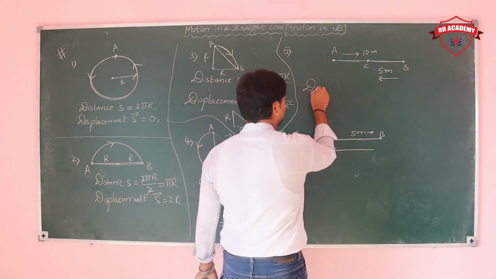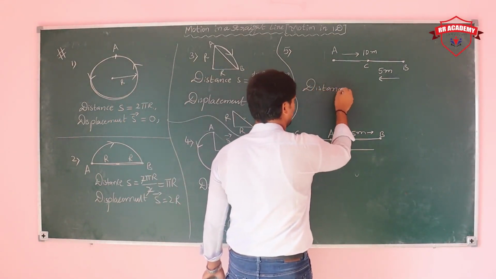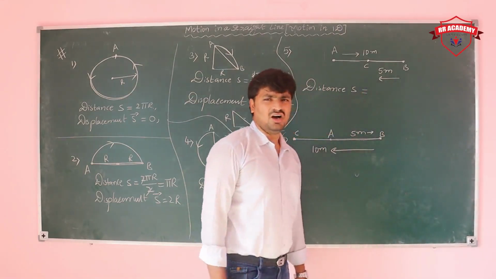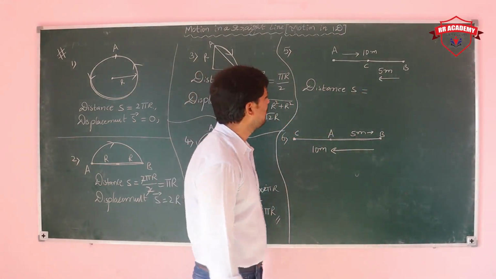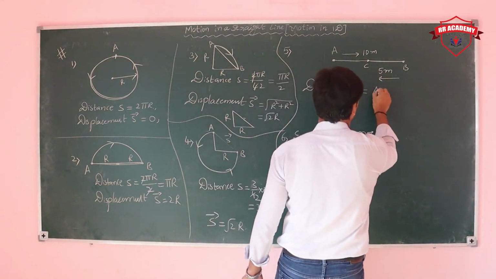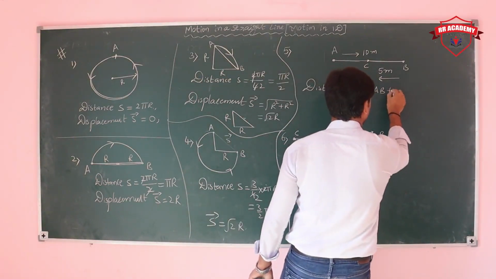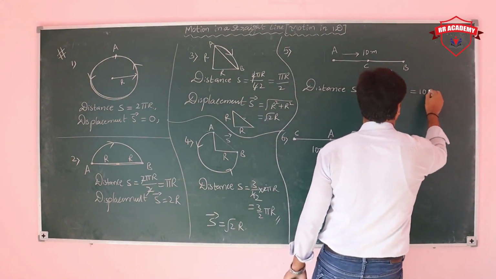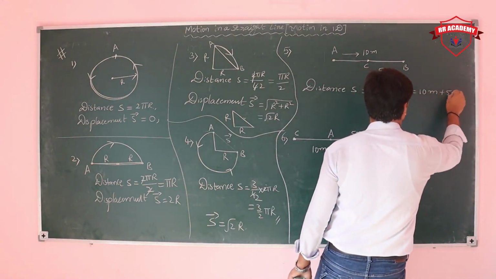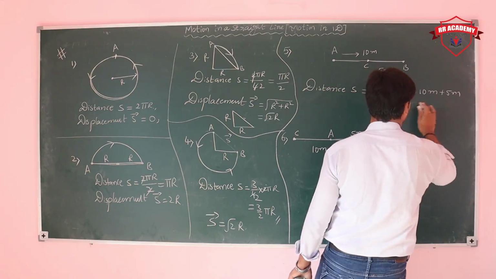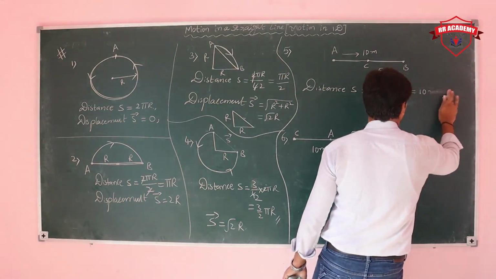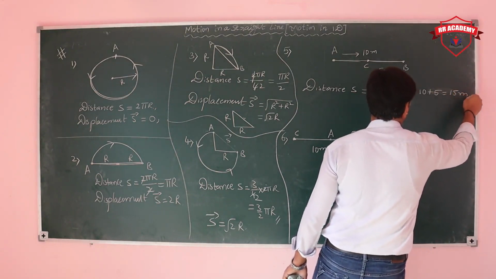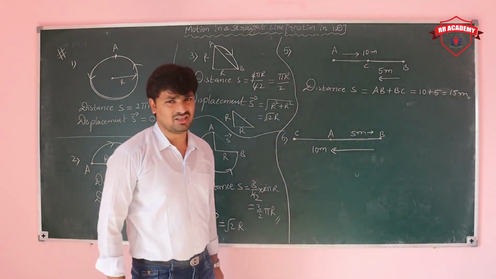Let's see. Distance is nothing but, again, what we are saying, the actual length of the path or total length of the path. What is the total length? A to B plus B to C. Simple. A to B 10 meters, B to C 5 meters. So distance is simply 10 plus 5, 15 meters. Distance is 15 meters.